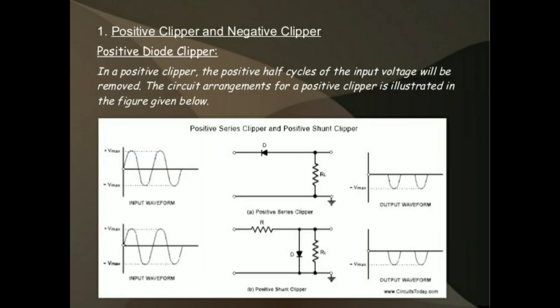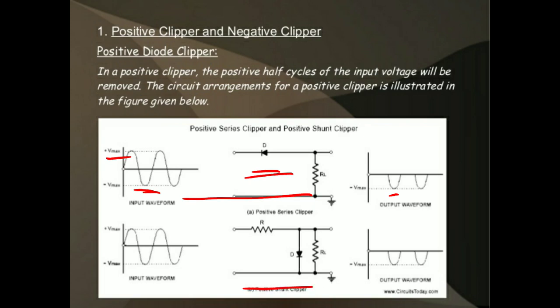First we discussed the positive diode clipper. The positive diode clipper is again classified into two types: positive series clipper and positive shunt clipper. This is the positive series clipper. During the positive cycle, the diode is in reverse bias condition, so it does not conduct and the output is 0. During the negative half cycle, the diode goes to forward bias, so it conducts and the same input is passed to the output. In a series clipper, the diode is connected in series with the load.